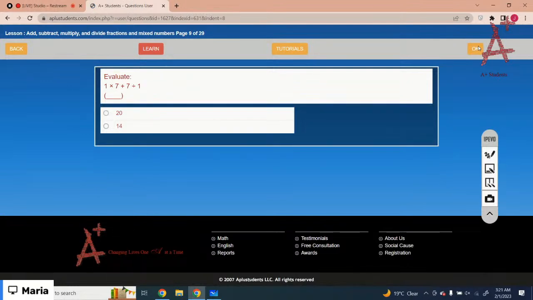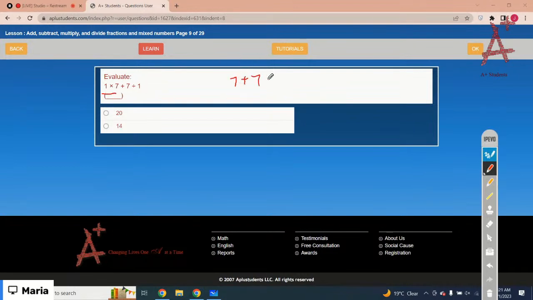Okay, the next one is 1 times 7 plus 7 divided by 1. So you have multiplication and division in the same question, but just do it from left to right. You have to do multiplication first. 7 times 1 is 7. Now division has the high priority. Just do division. So 7 divided by 1 is 7. Got it? So 7 plus 7 makes 14. So the correct option is 14. Just select the correct option, then click on the OK button.